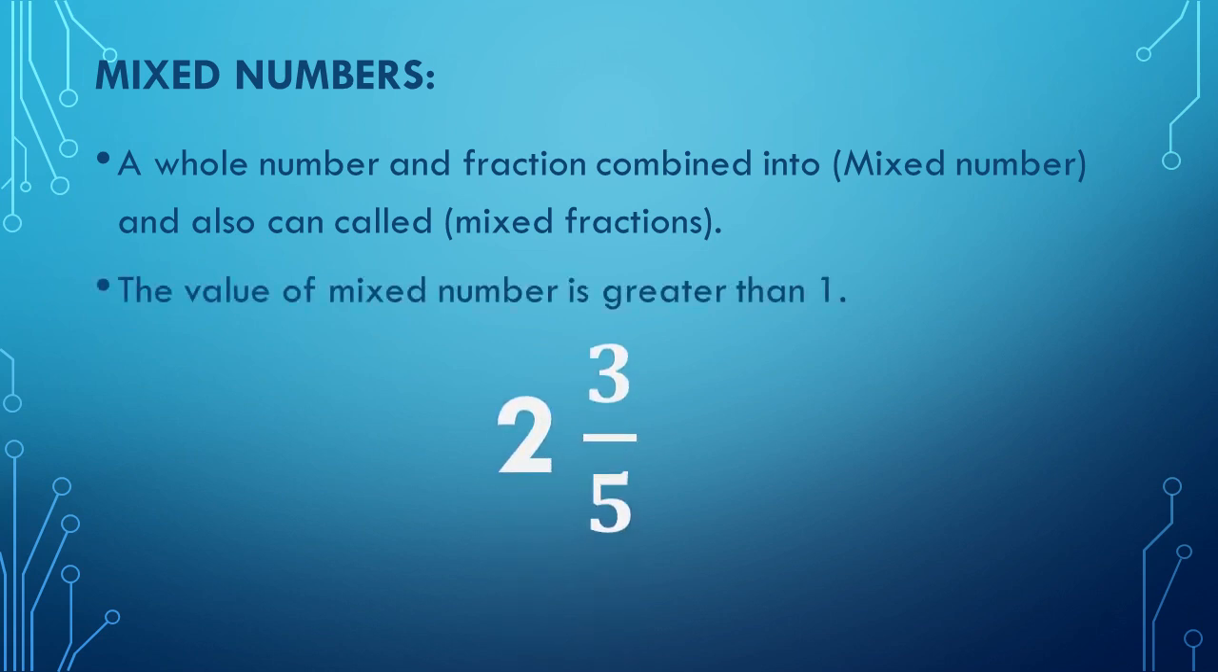For example, if I have 2 and 3 over 5, what does this mean? The 2 is my whole number. 3 over 5 is the fraction. What is meant by this? This means that if I have 3 shapes, I have 2 of them complete, whole. The whole shape is shaded, but the third one is divided into 5 equal parts. Only 3 of them are shaded.